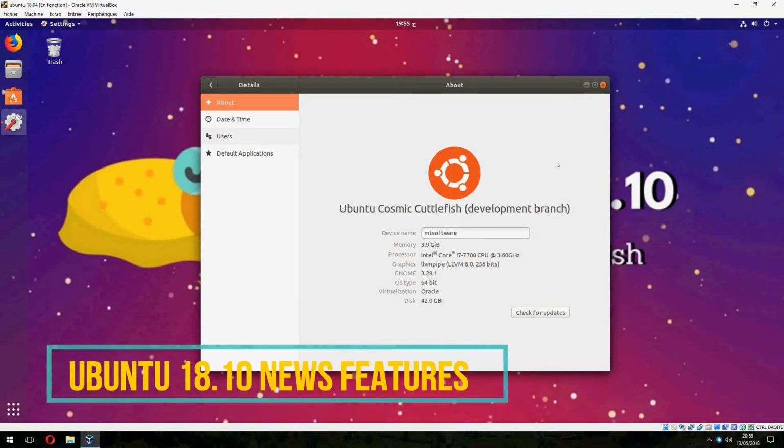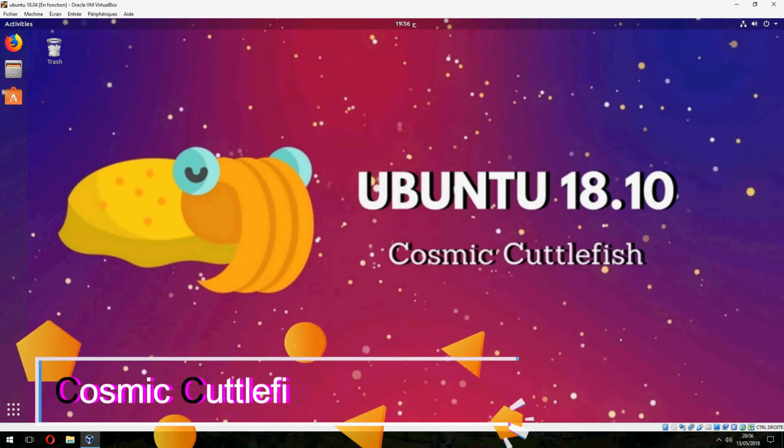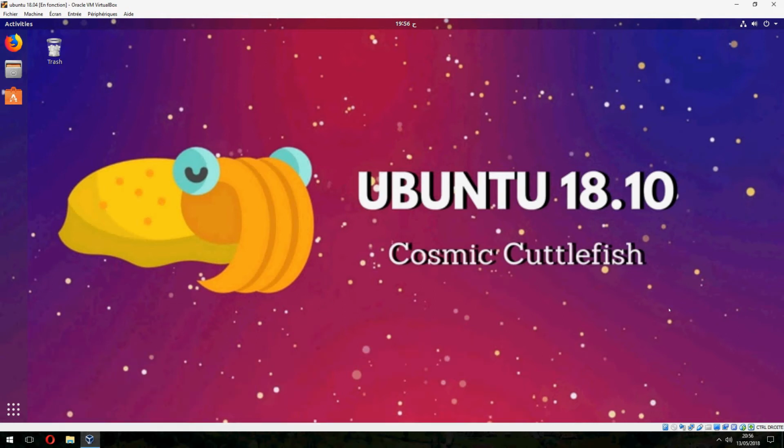Guys, Ubuntu 18.10 is here, the daily build, you can try it. Ubuntu 18.10's name is Cosmic Cuttlefish. Codenames are always a composite of an adjective and an animal, both of them starting with the same letter.